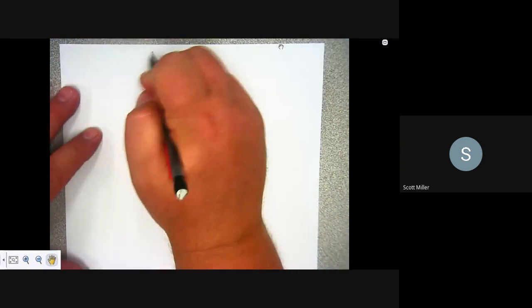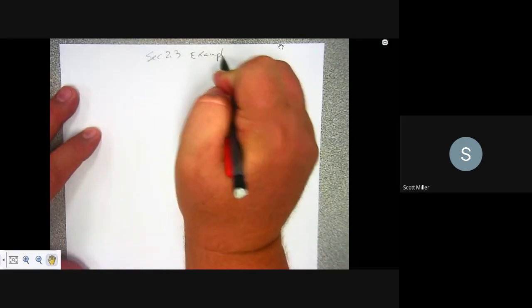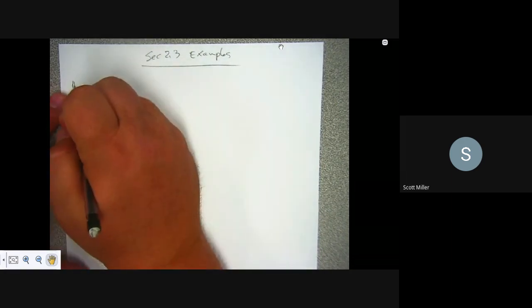So right now we're going to do some videos, a video on some examples from section 2.3, log information. These are section 2.3 examples that you can use to help you solve some of these problems, some guidance. And the first one we're going to look at is problem number 6.